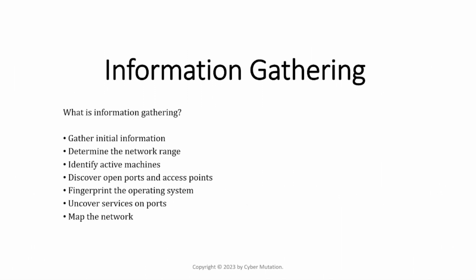Then fingerprint the operating system, where we will gather information about which operating system it is, like Windows, Linux, iOS. And then we will look for other servers, what servers are running on a specific operating system. Then we will discover what services are running on the ports, and then we will make a whole map of the network: these are the devices, these are the ports open in them, and these are the services running on specific ports.